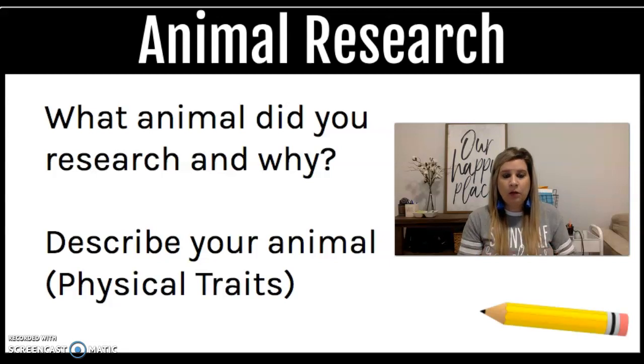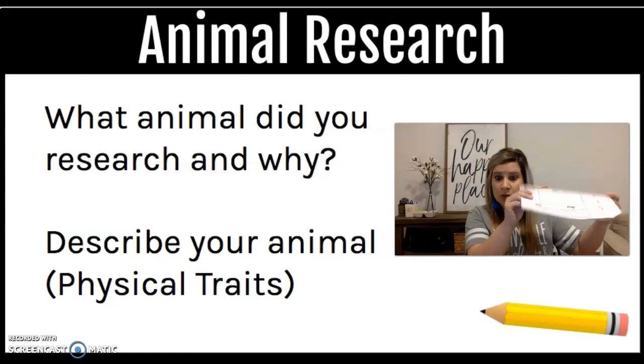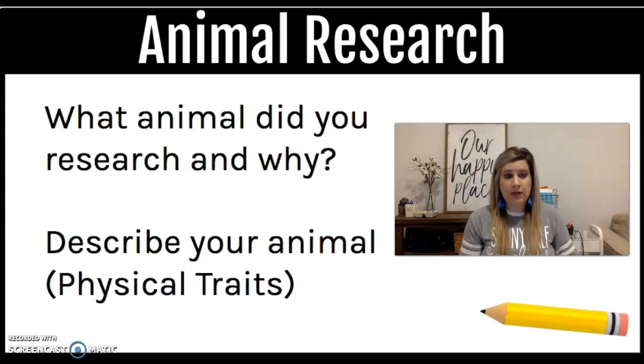So I'm going to walk you through. I'm going to use Chloe's example. Chloe did monkeys. So I'm going to use some of the information that Chloe used on her paper to help you formulate some sentences and kind of get started. You are free to use some of the sentences that I did and change them for your animal to help you get started today.